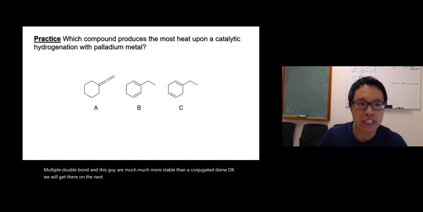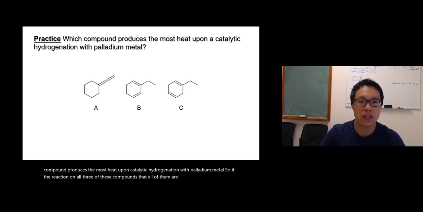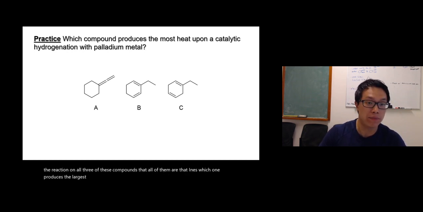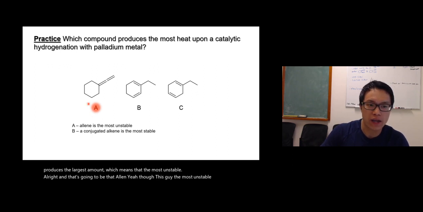All right, before we go, just a practice problem real quick. Which compound produces the most heat upon catalytic hydrogenation with palladium metal? If you do the reaction on all three of these compounds, all of them are dienes, which one produces the largest amount, which means the most unstable? That's going to be the allene. This guy is the most unstable compound, so A is going to produce the most energy.